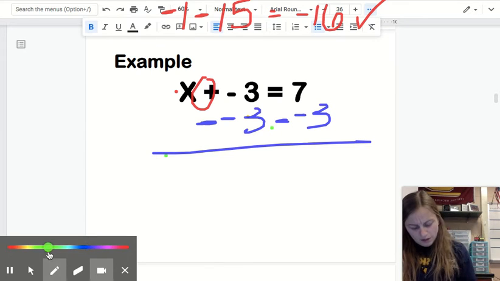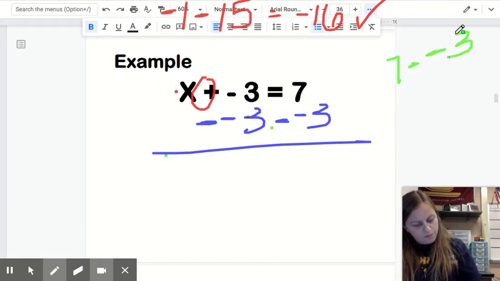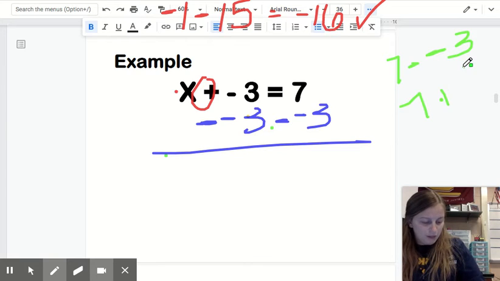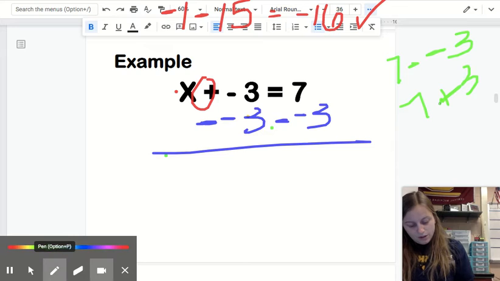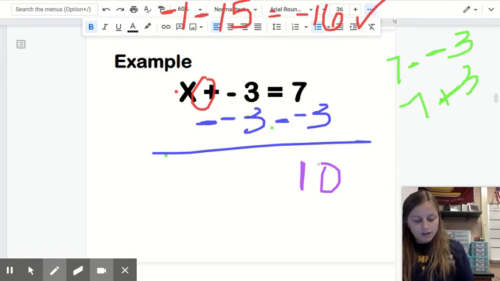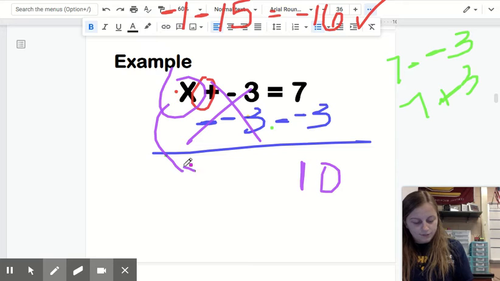Well, I'm going to do this one off to the right. 7 minus negative 3 is really 7 plus 3, which is a 10. So I know that 7 minus negative 3 is a 10. These guys cancel out. I'm just left with my x. X equals 10.